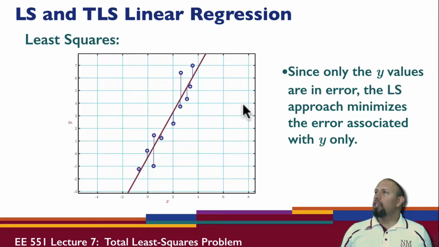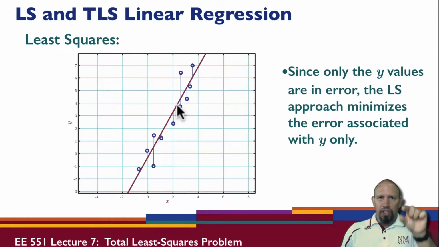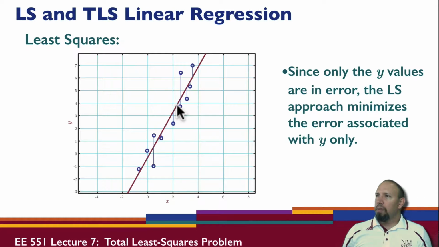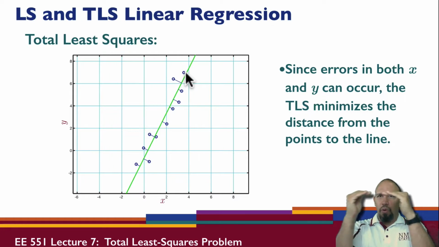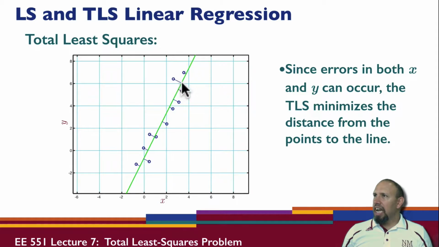Now, in the least squares problem, since only the y values are in error, the ordinary least squares approach minimizes the error only associated with y. So the distance from the line to the points is what's minimized. Okay, so it's only minimizing that vertical direction. The vertical shift is what it's trying to minimize. So that's basically what's happening. With the total least squares problem, we're actually trying to minimize the distance from the points to the line itself. So that's not just the vertical, it's also the horizontal. And so we actually get these diagonal types of distances that we're trying to minimize.